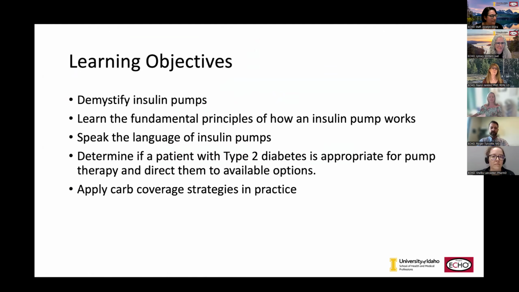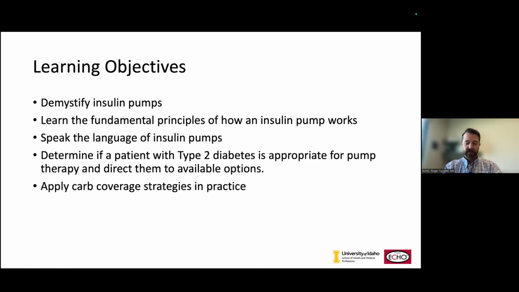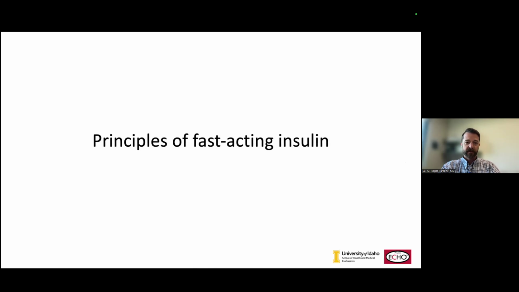So my number one goal is to demystify insulin pumps, because they can be kind of intimidating, but they really shouldn't be. We're going to learn the fundamental principles of how an insulin pump works. So this will allow us and you to learn the language that we speak when we talk about insulin pumps. And then we'll talk also about determining if a patient with type 2 diabetes is appropriate for an insulin pump. And then some time on carb coverage strategies in your practice.